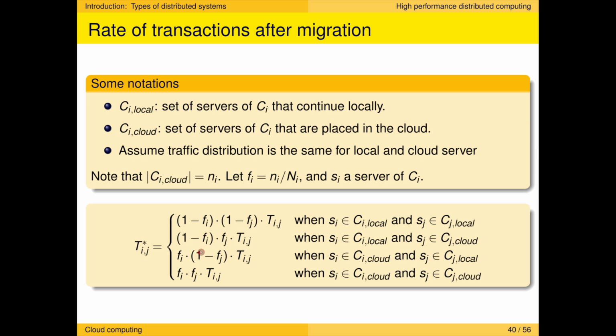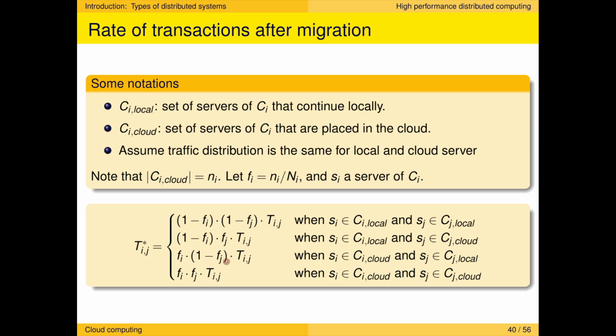So the overall traffic from I to J would be defined as in here. This is actually for two components, CI and CJ. If they're both in the cloud, that would be the all traffic, okay? So you should weigh it by the percentage of our servers for CI in the cloud times the ratio of servers in the cloud for CJ.